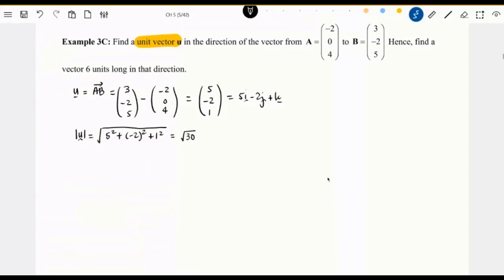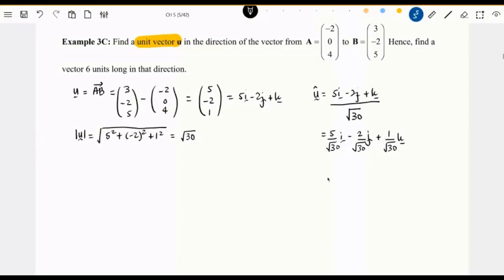So now kita nak cari unit vector. Unit vector is we have a hat here. So unit vector, position vector bahagi dengan magnitude. So we gonna have 5i minus 2j plus k. So we divide by the magnitude, which is square root of 30. So we put in term of ijk separately. So it will be like this. Okay. Alright, so unit vector done.